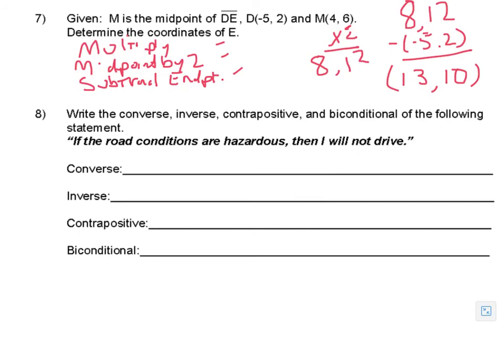Number 8, write the converse, inverse, contrapositive, and biconditional of the following statement. If the road conditions are hazardous, then I will not drive. Okay, this is the first part. This is the second part. These are the ones that will get moved around.